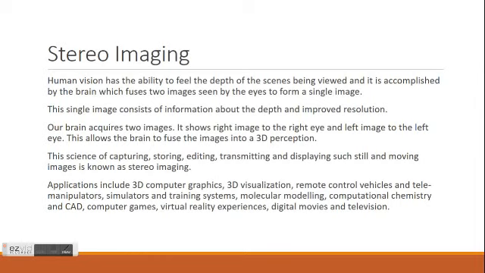Stereo imaging can be described as the ability of human vision to feel the depth of the scenes being viewed. This happens when the brain fuses two images seen by the eyes to form a single image. Apparently, our brain acquires two images. It shows the right image to the right eye and the left image to the left eye. But the brain will fuse these images to form a 3D perception. The applications include 3D computer graphics, 3D visualization, simulators and training systems, CAD, computer games, and digital media.